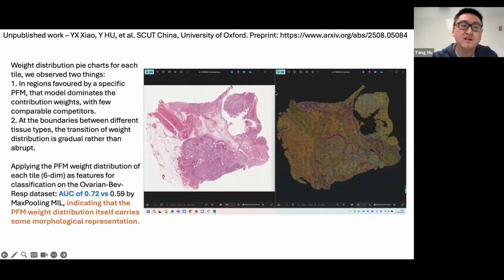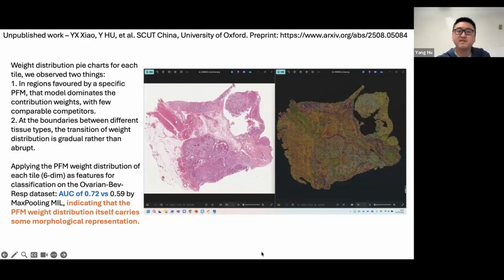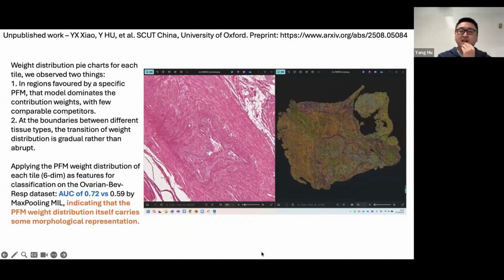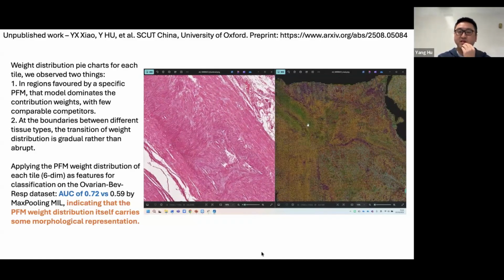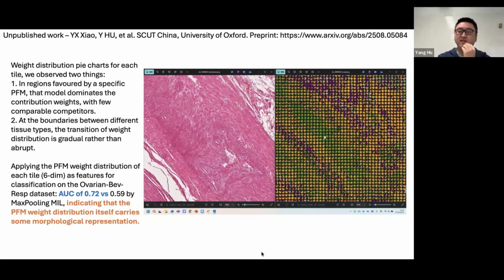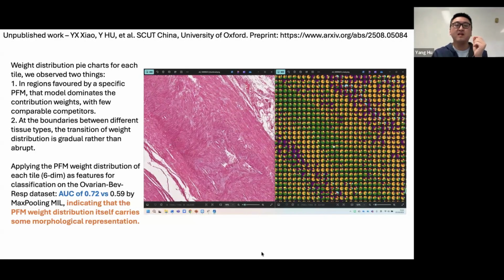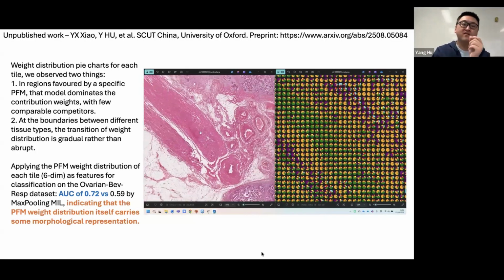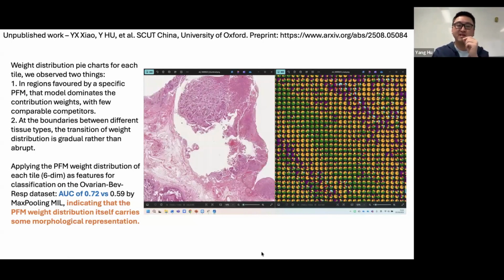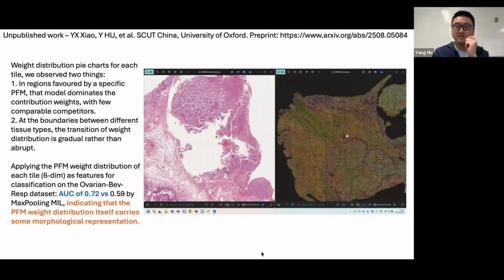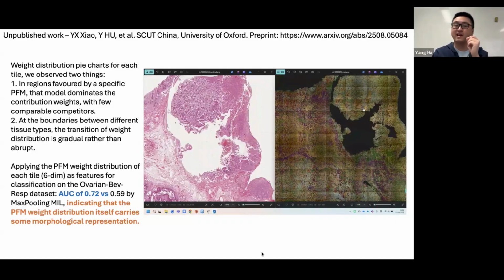And I will show you more. In this case, we visualize the distribution of the foundation model attention contribution on different areas of tissues. You will see that phenomenon show again.